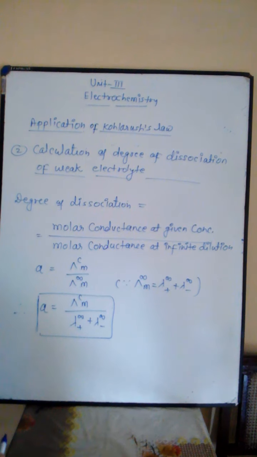So it is the second application. We can find out the degree of dissociation of weak electrolyte by using Kohlrausch law, using the formula alpha equals molar conductance at given concentration upon molar conductance at infinite dilution.